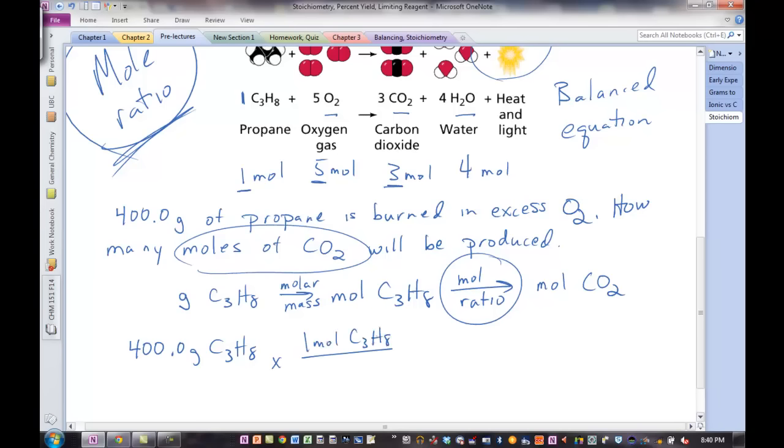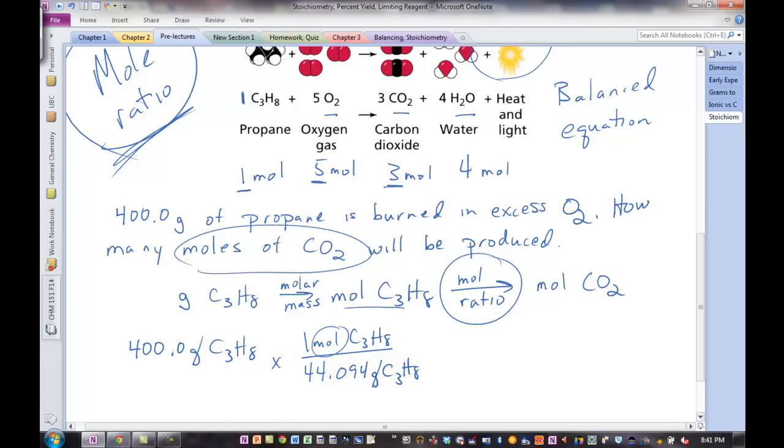We could estimate, but I'm going to use a few more sig figs. 3 times 12 for carbon, that's 36, plus 8 for the hydrogens, that's 44. And a few more sig figs, I have 44.094 grams of propane. Watch your conversion factor so that you have grams in the right place so it cancels. Grams in the numerator of 400 grams cancels with grams in the denominator. Now we have moles of propane, which is what we want.